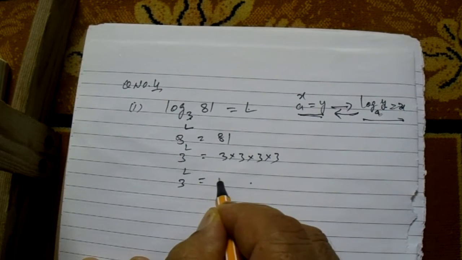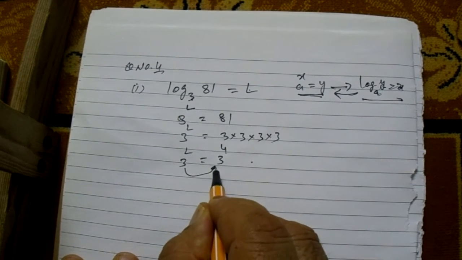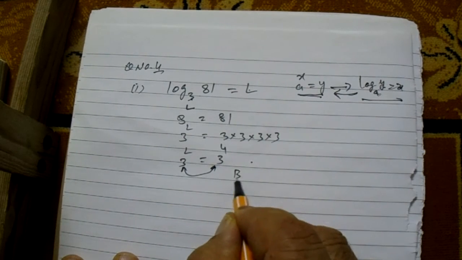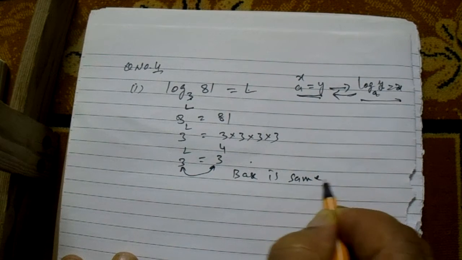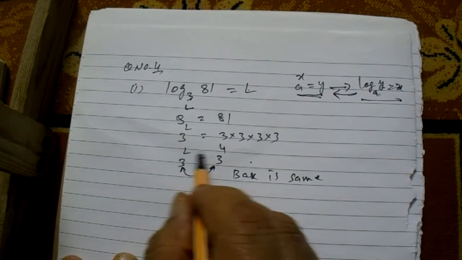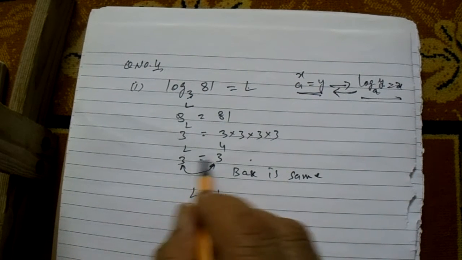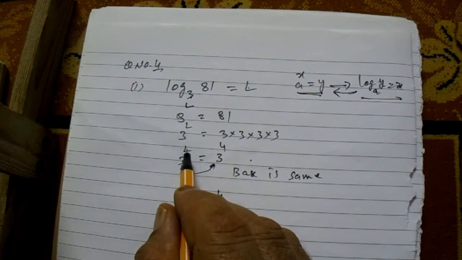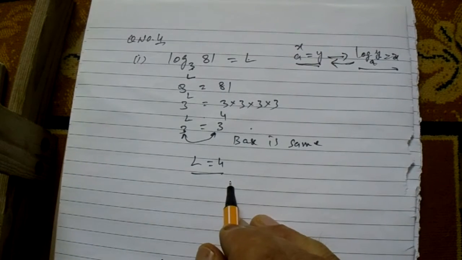3 to the power L is equal to 3 power 4. Now the bases are the same. This is 3, this is also 3. The base is the same, so we equate the powers. Now power L is equal to 4. Right here, L is equal to 4. Now comparing both sides, 3, 3. Now we write L is equal to 4. Now this is the answer of this question.